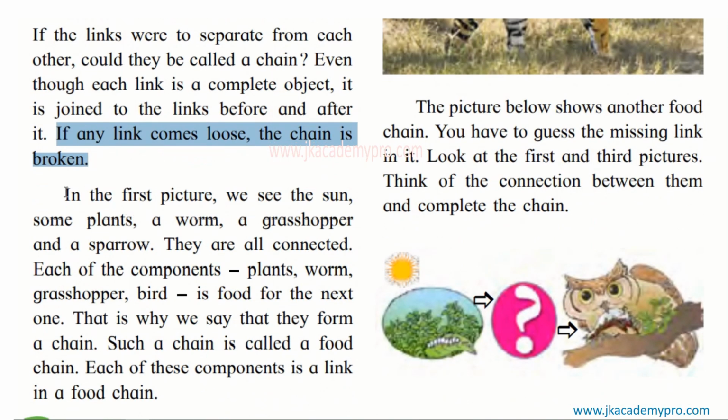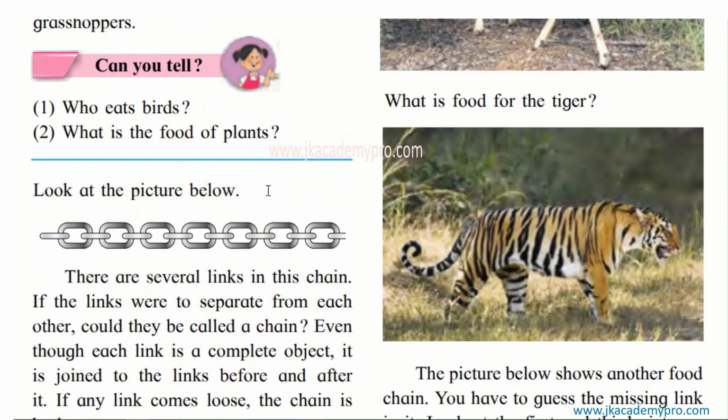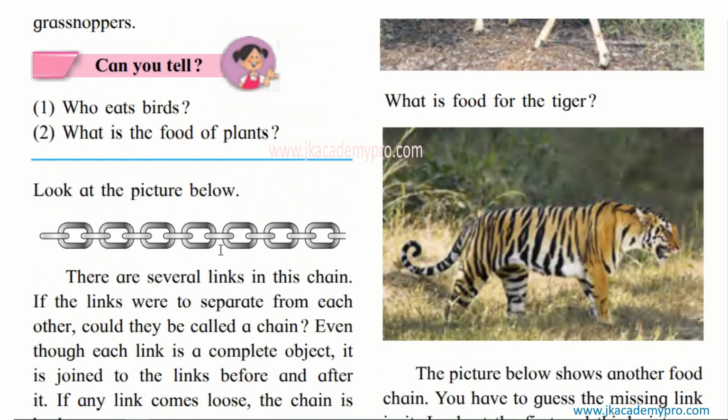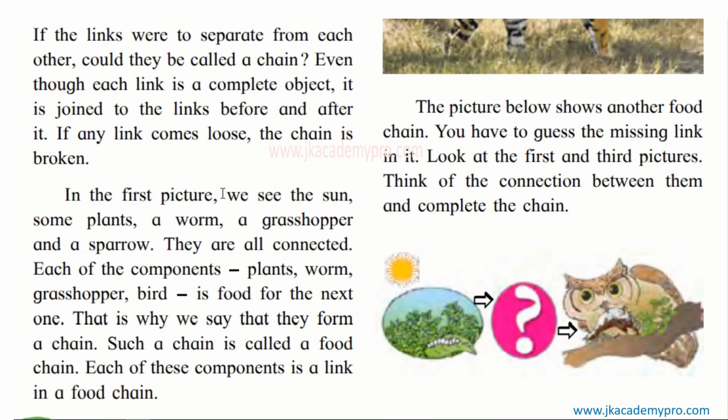Now, in the first picture, the picture that we had seen earlier, the set of four pictures, in this picture, what did we see? We see the sun, some plants, a worm, a grasshopper, and a sparrow. Okay, they are all connected, isn't it? So each one eats the other. So they are dependent for their food on the other.